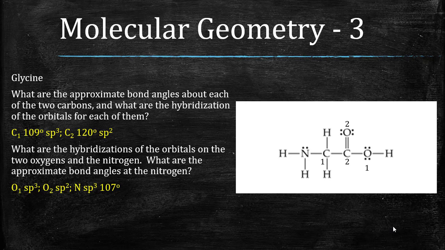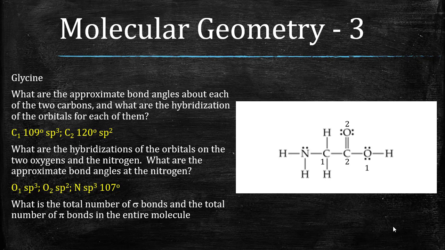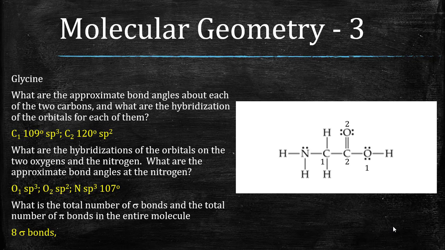And because it has one non-bonded pair, the angles would be slightly less than 109, and for this it would be about 107 degrees. What is the total number of sigma bonds and the total number of pi bonds in the entire molecule? Well, the entire molecule has 8 bonds, so there have to be 8 sigma bonds. There's 1 double bond, and a double bond has 1 pi bond, so that would be the answer to that question.